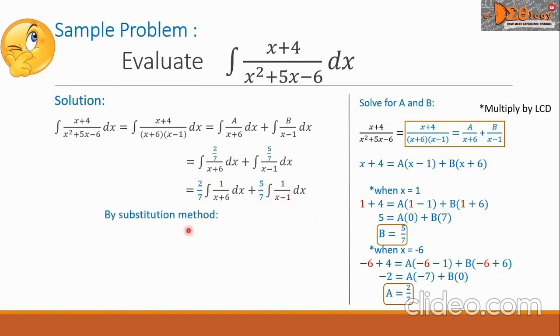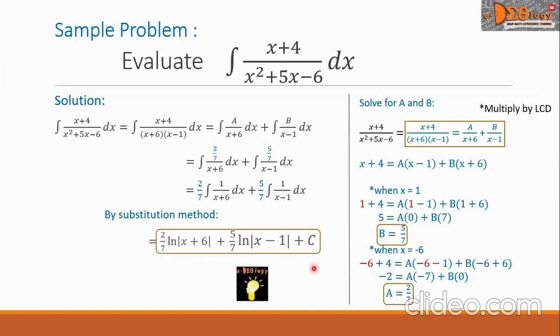By substitution method, we can now get the final answer, and that is 2 over 7 ln of the absolute value of x plus 6 plus 5 over 7 times ln of the absolute value of x minus 1 plus, we write the constant ln c. But this ln c is another constant, so we can simplify this into c. This is now the final answer.